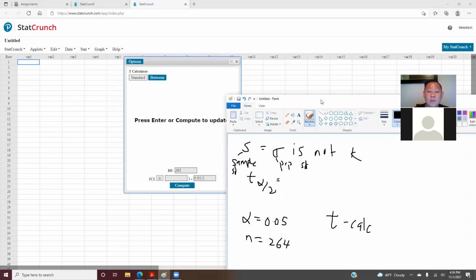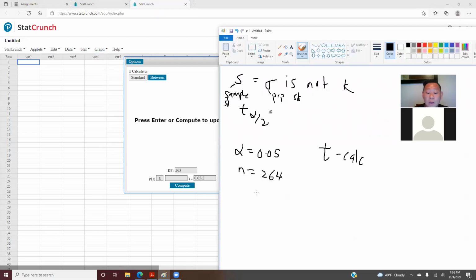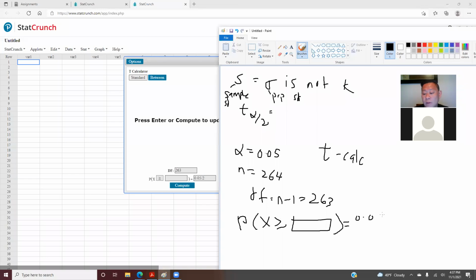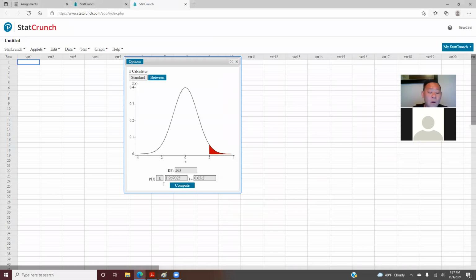So this is how you use your T calculator. Your degree of freedom in this case is N minus 1, so it's 263. Then you do P(X) greater than or equal to, and make sure you blank this out, since that is the answer you're looking for. Then you take 0.05 divided by 2, alpha over 2. When you hit compute, 1.969, that is your answer.